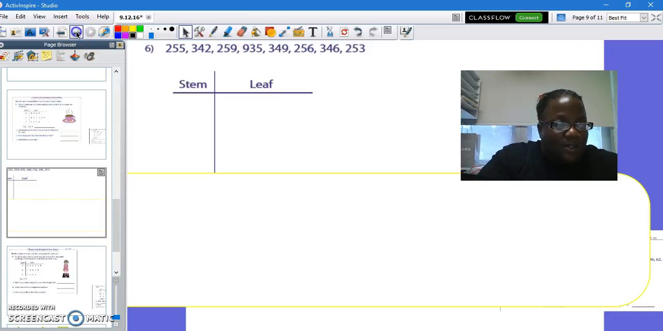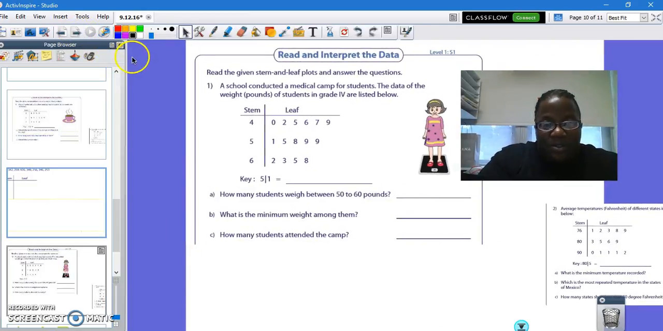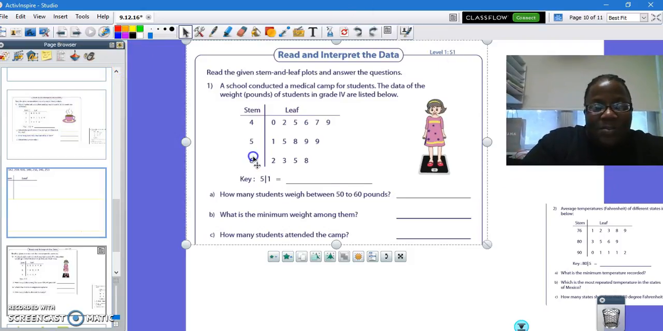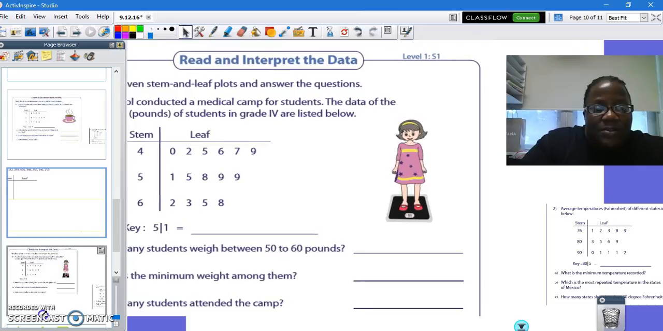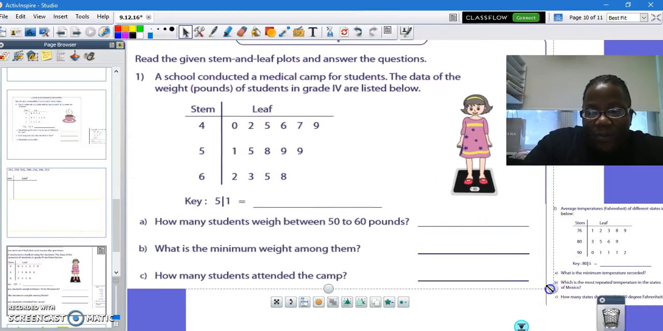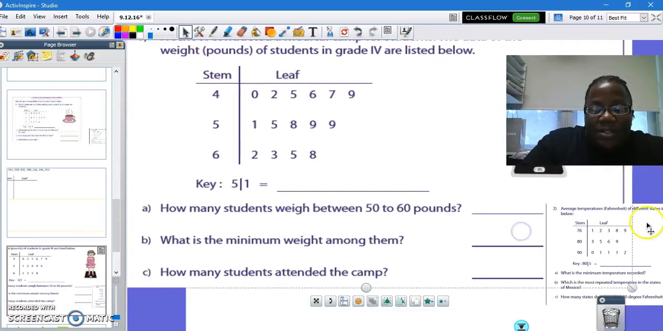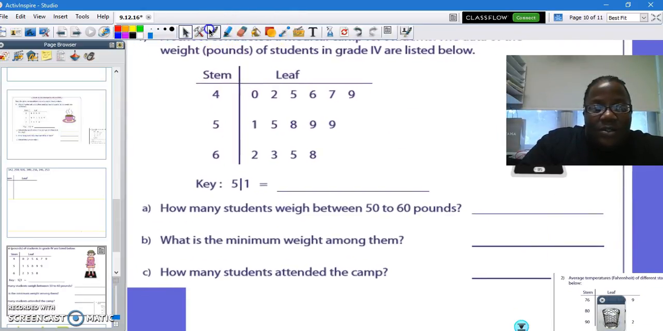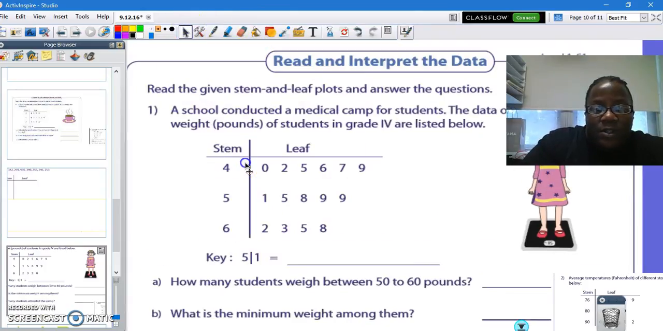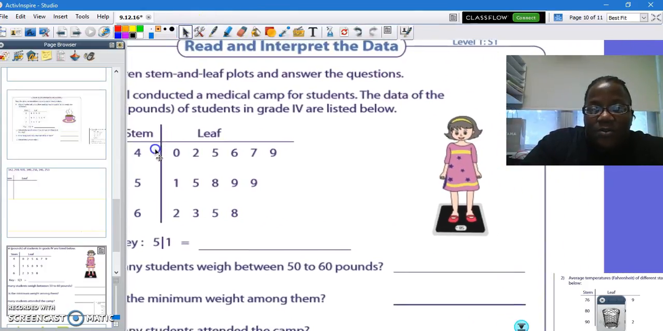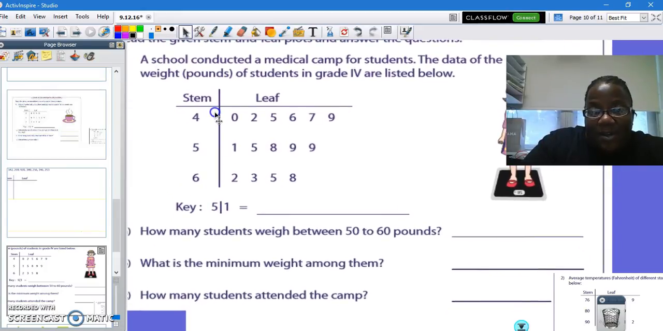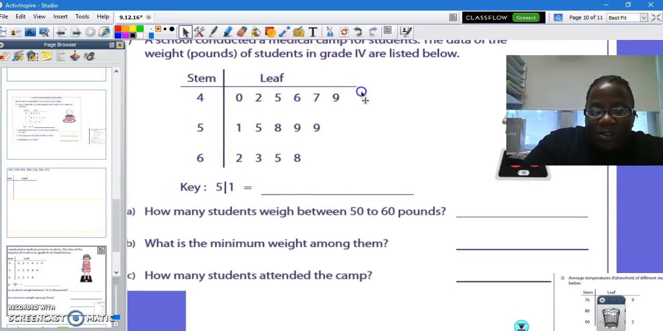And then you guys had some word problems here, didn't you? Oh, yes, the word problems. So another thing you need to know about stem and leaf plots is to see if you can actually decipher what information you are looking at in the word problem, okay? So we have practiced this one in class. Let's do it again. So here I have pounds of students. Reading the question: A school conducted a medical camp for students. The data of the weight in pounds of students in grade 4 are listed below.